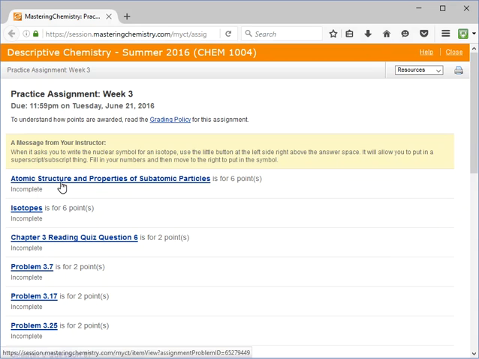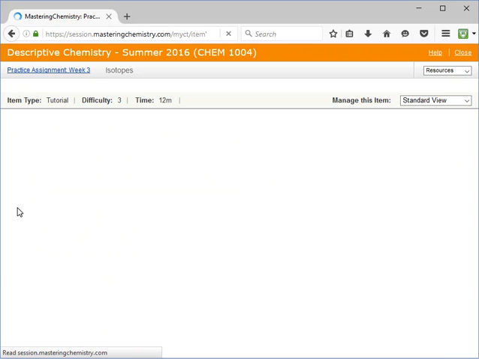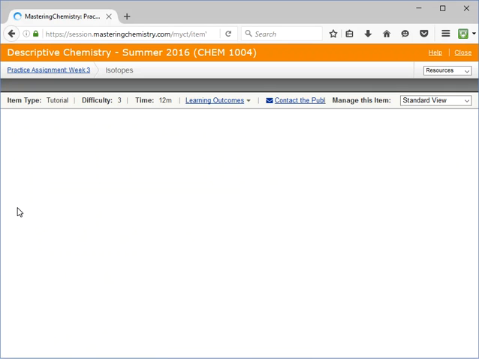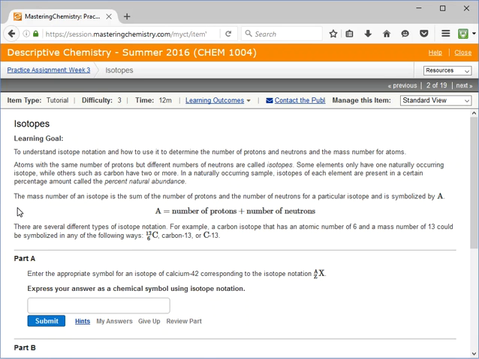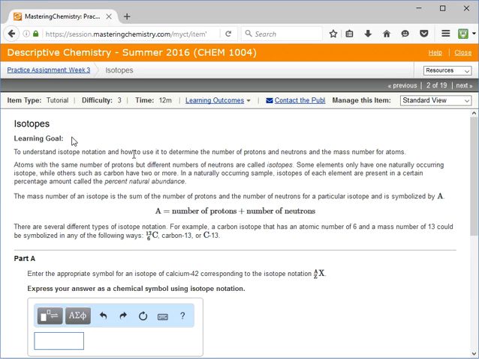And that's in Practice Assignment Week 3. You can see it up in here. And this one is called Isotopes. And there are probably some technical things in here we should know about, too, in terms of using Mastering Chemistry. But this is one of those tutorial type of problems. It gives you all this description of this.